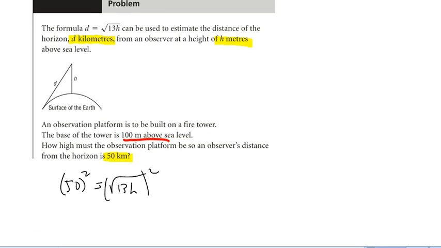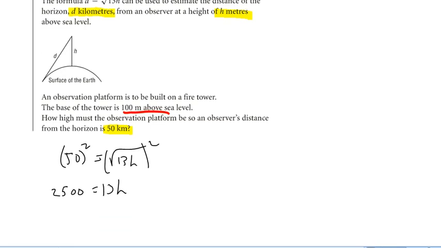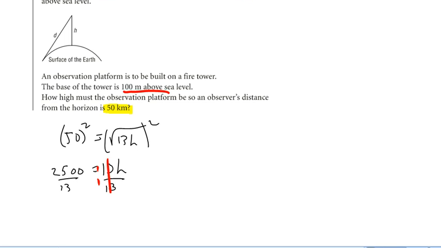Square both sides. We get 2500 equals 13h. Divide both sides by 13. 13 over 13 is the same as 1 over 1. So we end up with 192.3 meters for h.